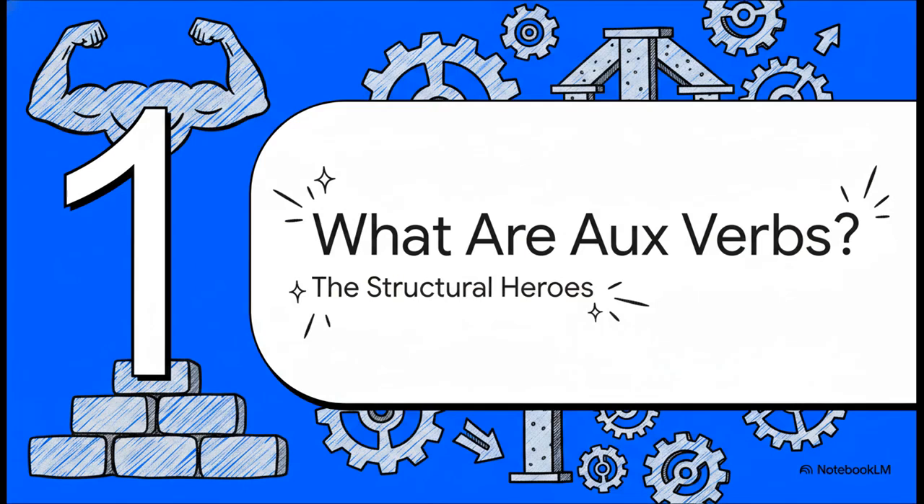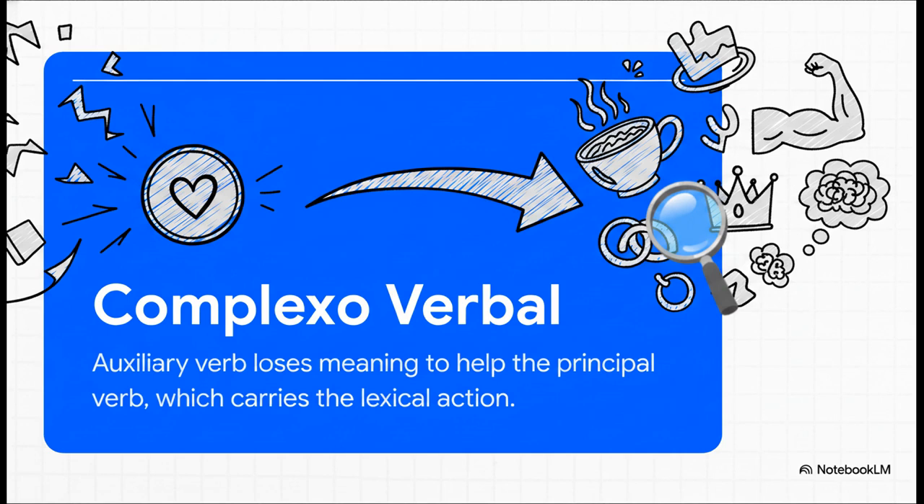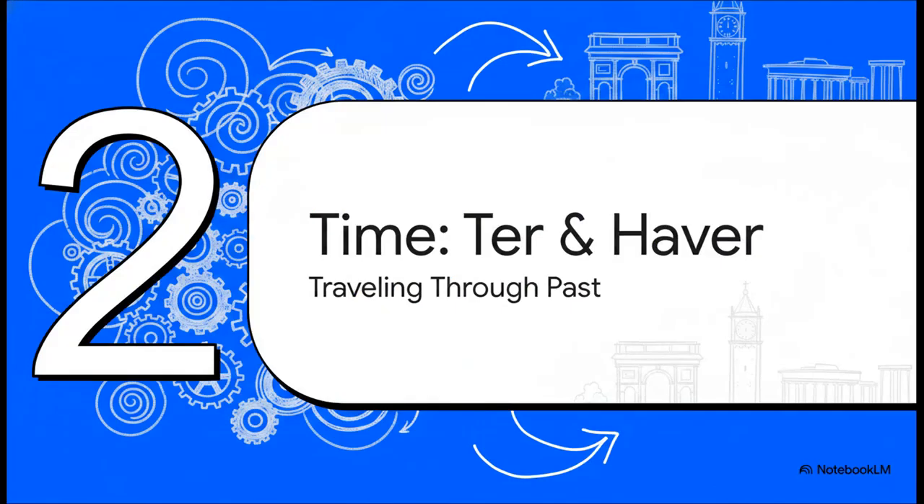Section 1. What are auxiliary verbs? So what exactly are they? I've found it really helpful to think of them as the unsung structural heroes doing all the heavy lifting in the background. A verbal complex is basically a team effort. The auxiliary verb actually sacrifices its full original meaning to carry the grammatical weight for you. The tense, the person, the number. Meanwhile, the principal verb gets to bring the actual meaning, or the flavor, of the action. It's a perfect partnership.